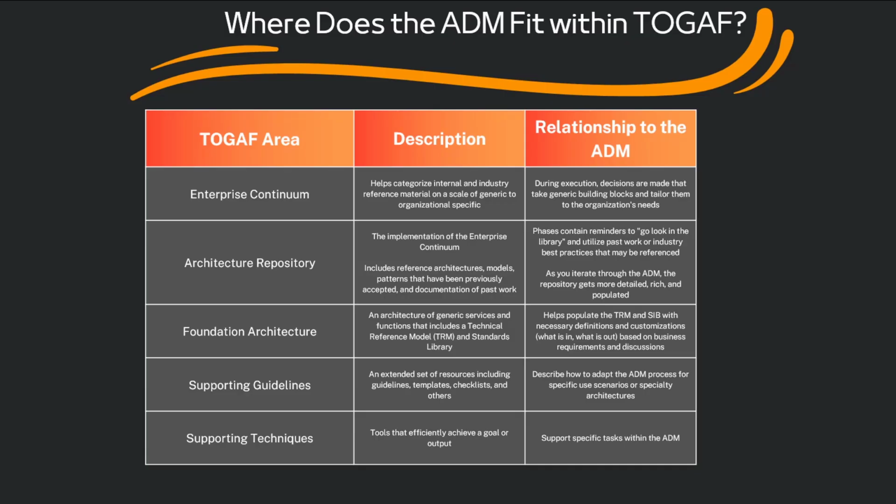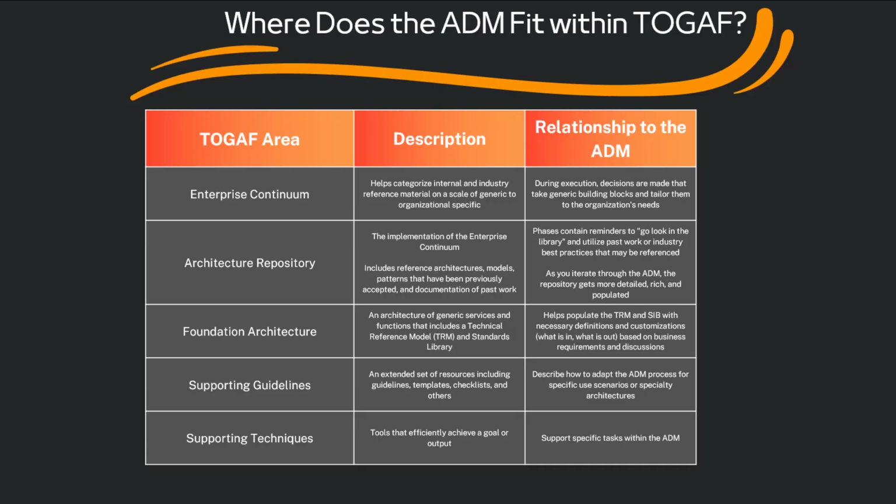Foundation architecture is all about an architecture of very generic services and functions that include the technical reference model and the standards information base. The foundation architecture helps populate the technical reference model, or TRM, and the standards information base, or SIB, with necessary definitions and customization. It talks about what is in and what is out of scope based on business requirements and the discussions you have had with stakeholders.